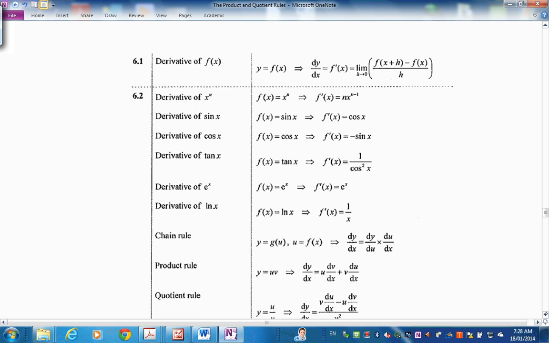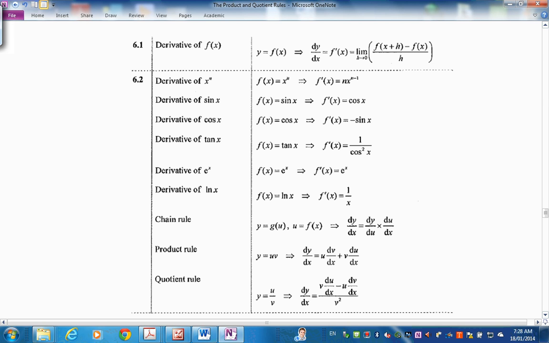Before we do that, I just want to bring up this formula from the IB formula booklet that they give you in exams. You've got the first principles, x to the n rule, derivative of sine is cos, derivative of cos is minus sine. Remember, cos is problematic there. Got to remember to stick the negative sign in there. Derivative of tan, 1 on cos squared. Derivative of e is itself. Derivative of ln x is 1 on x. This is just a summary of all the basic types of functions.